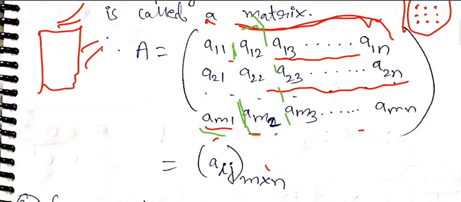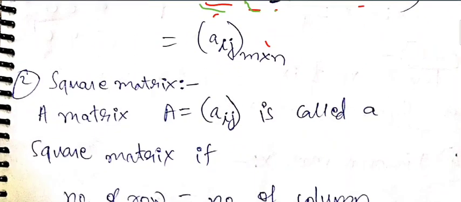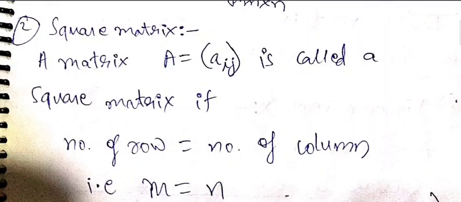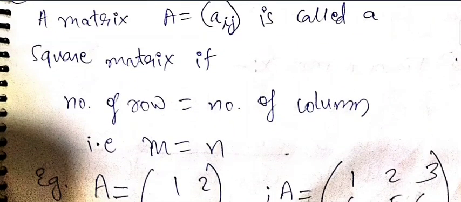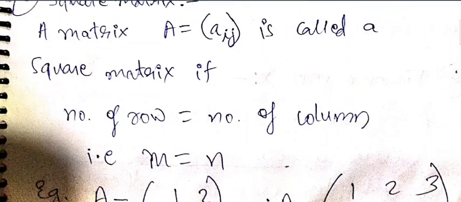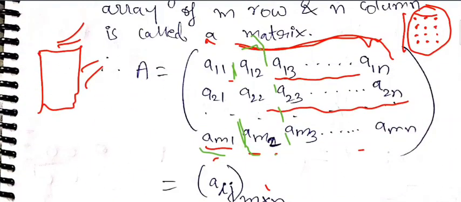So let's move on. Now what is a square matrix? I already told you that every square is a rectangle in itself. When length and breadth of a rectangle become equal, a square is a special case of rectangle. So what will it mean by square matrix then? A matrix A equal to Aij is called a square matrix if number of rows equal number of columns, that is M equal to N. It is quite evident from here.